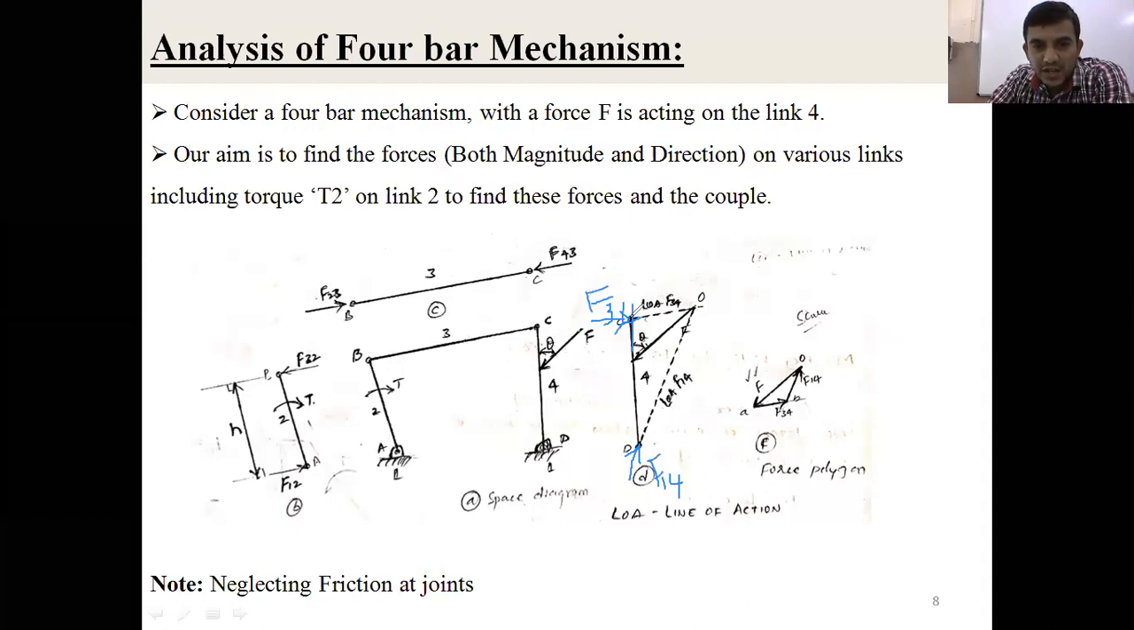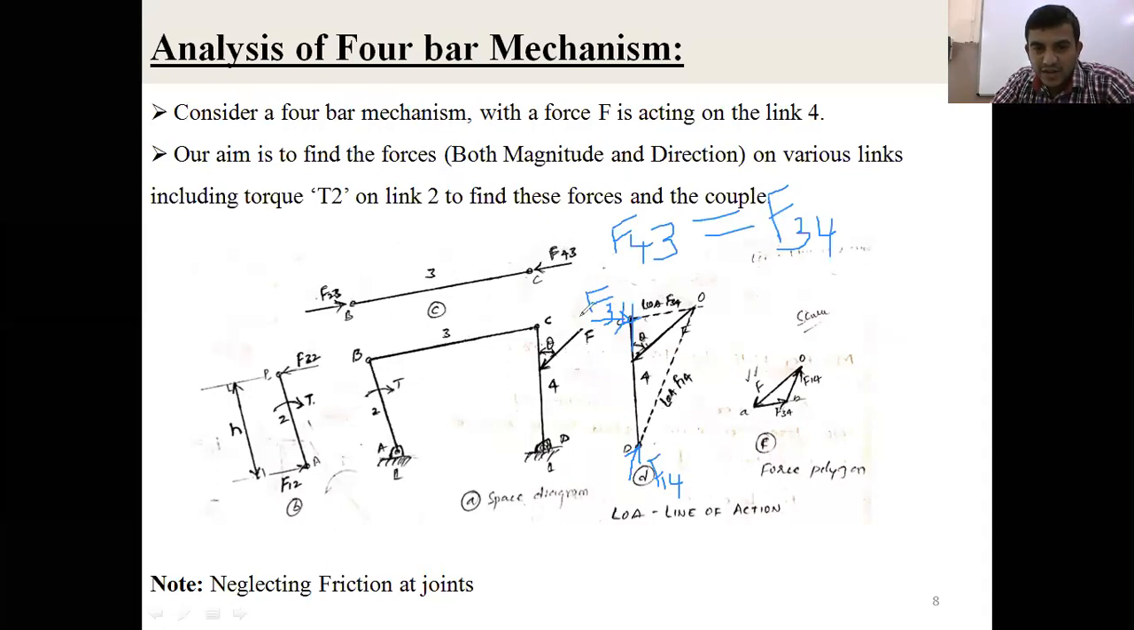We know that hinge C is shared by link 3 and 4. Now F43 is equal to F34, because hinge C is the same for link 3 and 4. To make it equilibrium, F43 is equal to F34, but acting in what direction? The opposite direction, that is very important. That's why you will get an arrow mark like this.